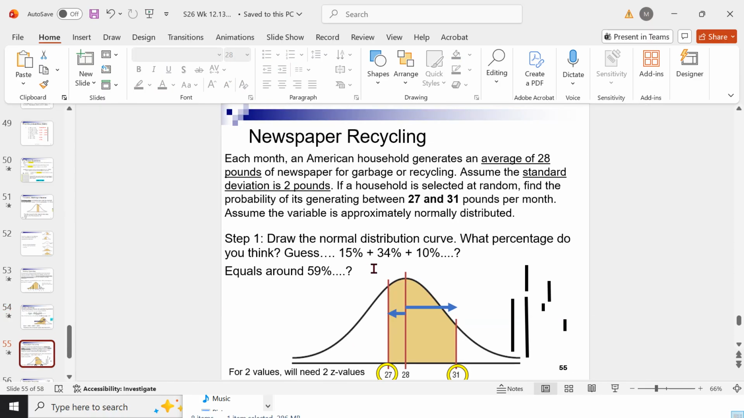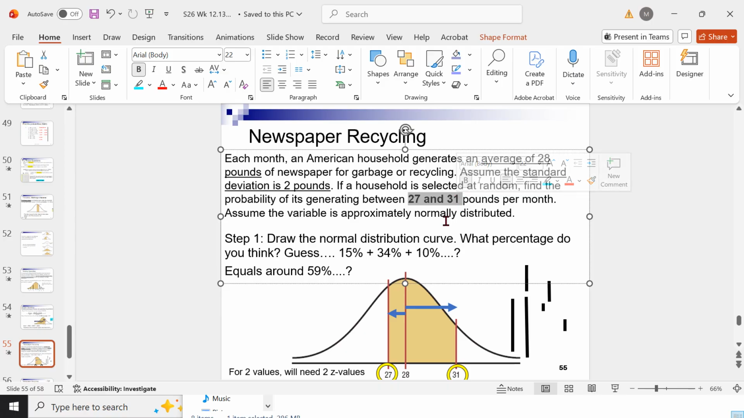Newspaper recycling. Each month, an American household generates an average of 28 pounds of newspaper for garbage or recycling. Assume the standard deviation is 2 pounds. The mean is 28 pounds. If a household is selected at random, find the probability of it generating between 27 and 31 pounds per month. Assume the variable is approximately normally distributed.